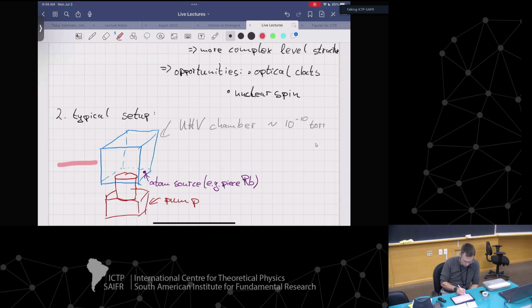And actually, because the first steps in these experiments will be that we want to laser cool the atoms. We want to cool the motion of the atoms in all directions. And to do that, we need laser beams from all directions. So that's why these vacuum chambers often have windows on them, and you can send in laser beams from all directions.